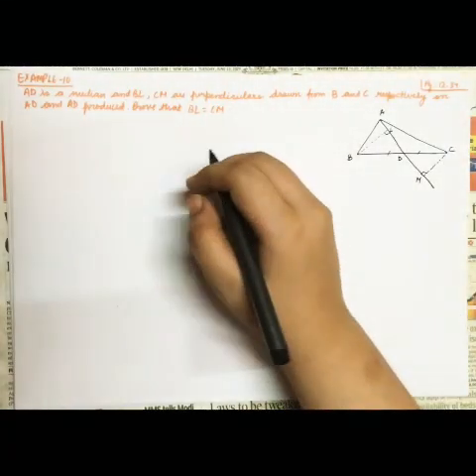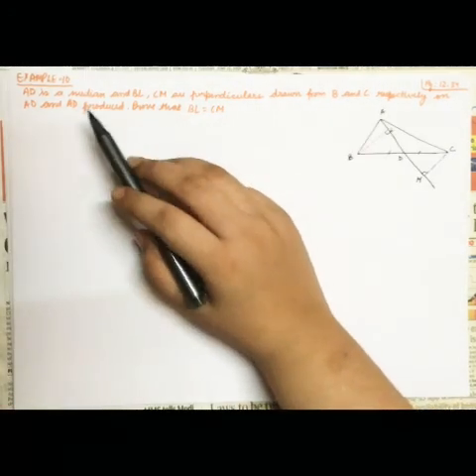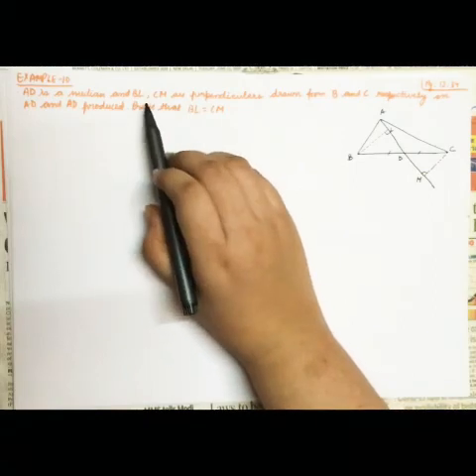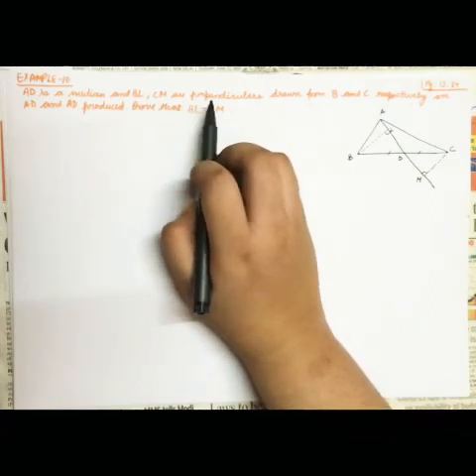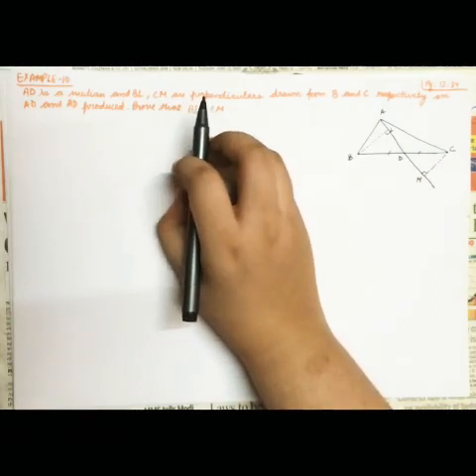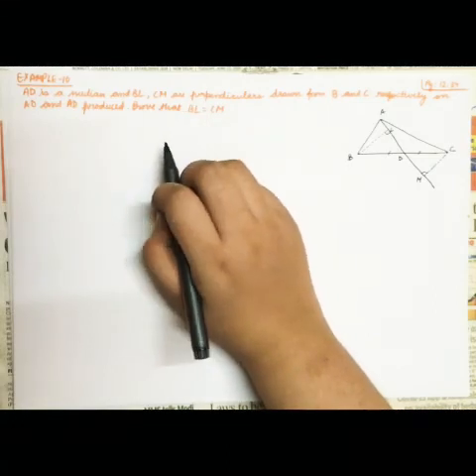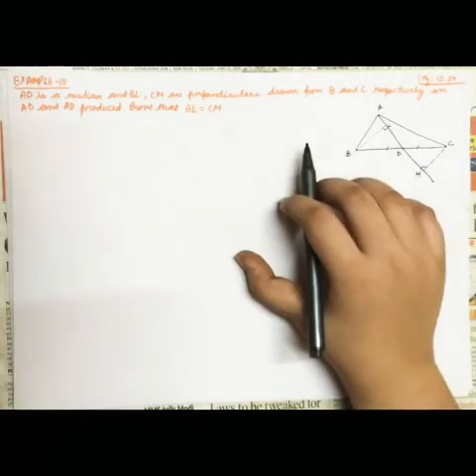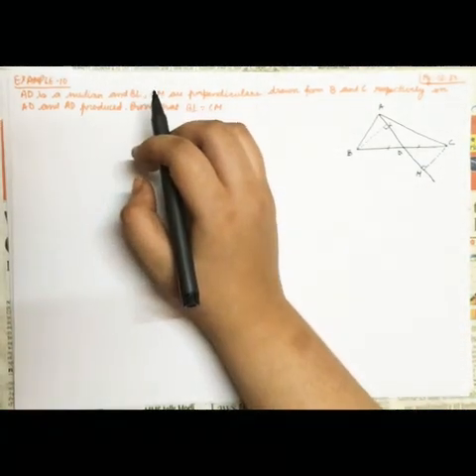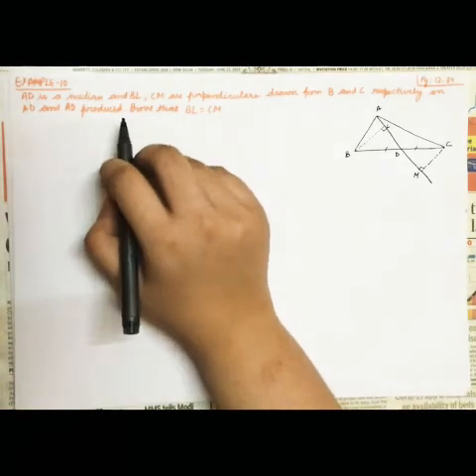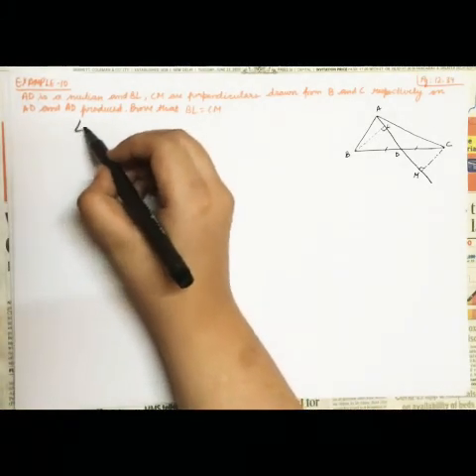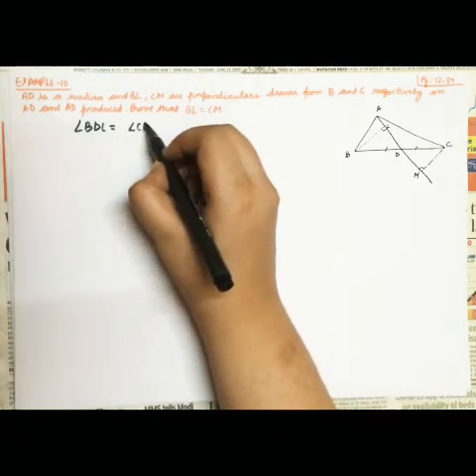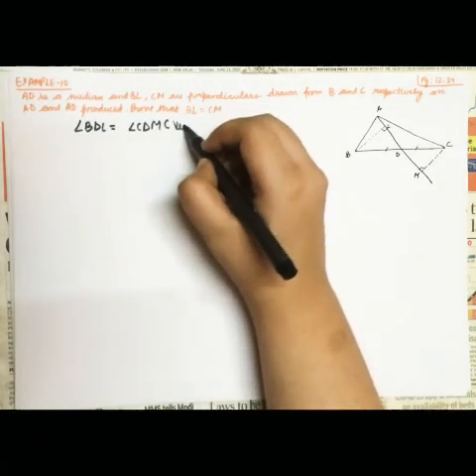Now example number 10. It says that AD is a median, which means BD is equal to DC, and BL and CM are perpendiculars drawn from B and C respectively on AD and AD produced. We have to prove that BL is equal to CM. Now we will start with, it is given that angle PDL is equal to angle CDM because they are vertically opposite angles.